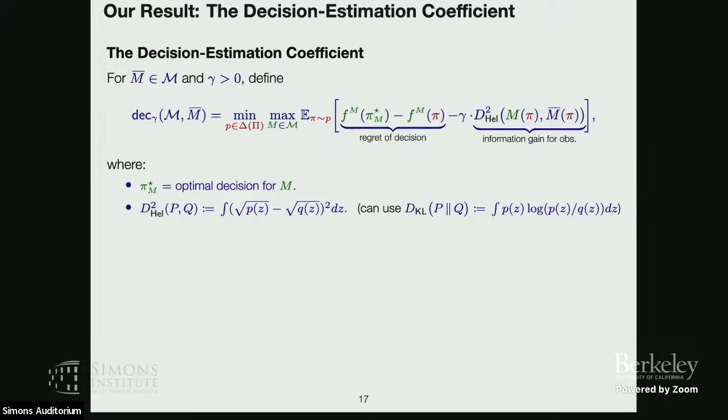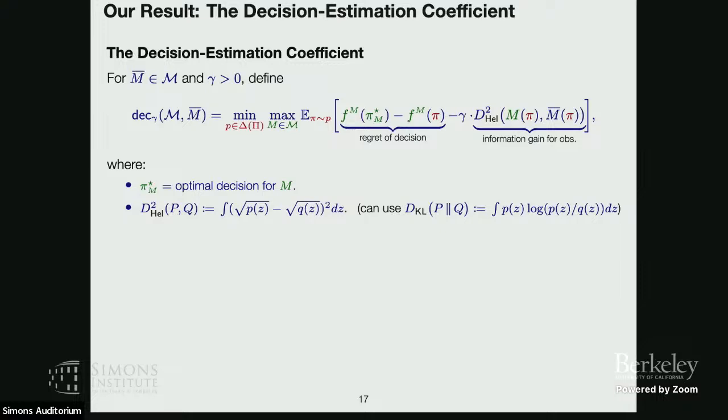Information gain, if you want this to be large, you want to be selecting a decision where these two models have very different distributions, right? This means that even if I didn't necessarily make my reward big, I've learned something about which of the underlying models it was.